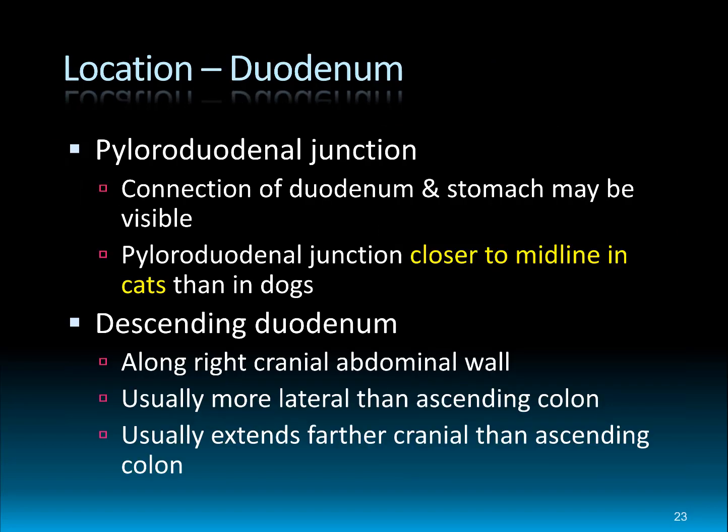So if we start with location, thinking proximal to distal, starting at the duodenum, remember the duodenum starts at the pylorus, so we may or may not see where that connection point is. It tends to be closer to midline in a cat than it is in a dog because of the stomach shape. The descending duodenum moves along the right cranial abdominal wall, and it's usually the most lateral intestinal loop you're going to see. And that's useful if you're trying to differentiate duodenum from large intestine.